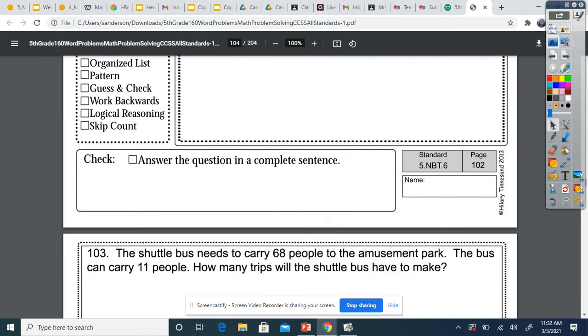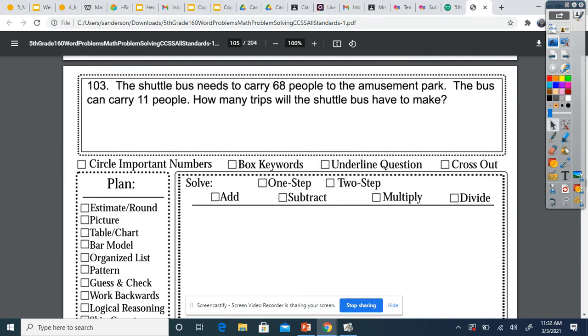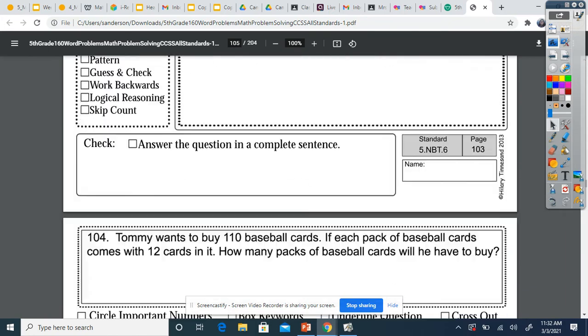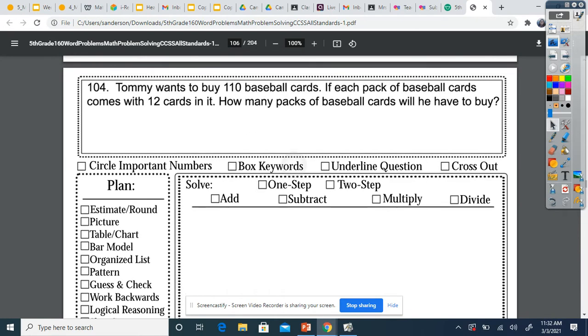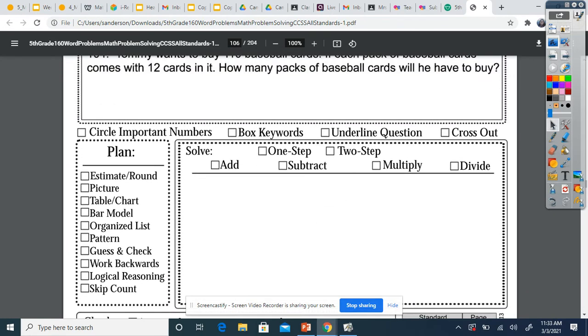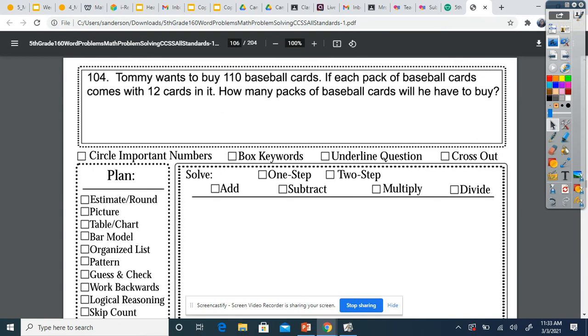All right, one more. We already did one with buses. Let's see if we can do a different one. All right. Tommy wants to buy 110 baseball cards. If each pack of baseball cards comes with 12 cards in it, how many packs of baseball cards will he have to buy? So he wants to buy 110, and each pack has 12 in it. So we need to see how many packs he's going to have to buy if he wants 110 baseball cards.